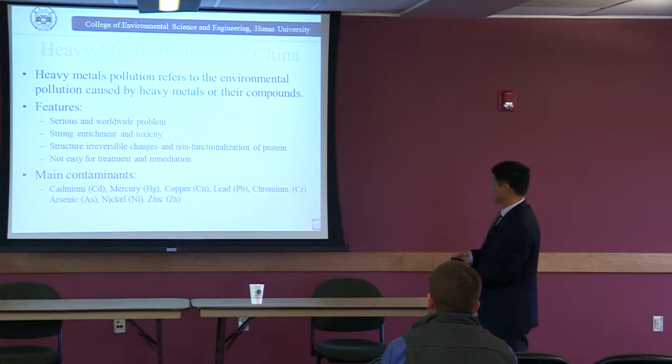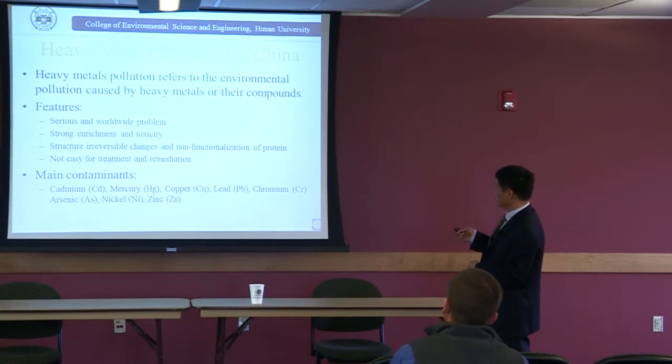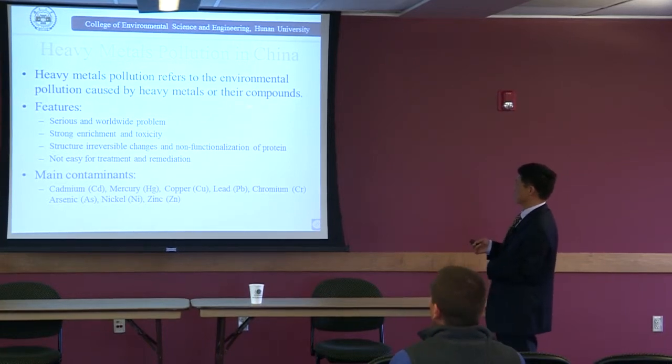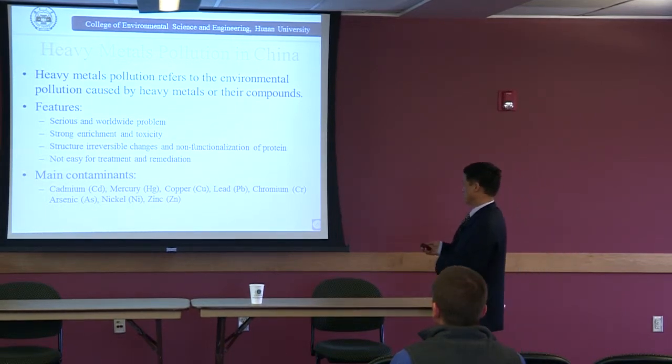Heavy metals pollution in China is a very serious issue nowadays, but it has also improved a lot, because some problems remained for a long time, and we tried to solve them, but it takes time. Heavy metals pollution refers to the environmental pollution caused by heavy metals or their compounds. The main ones are cadmium, mercury, copper, lead, chromium, and arsenic.